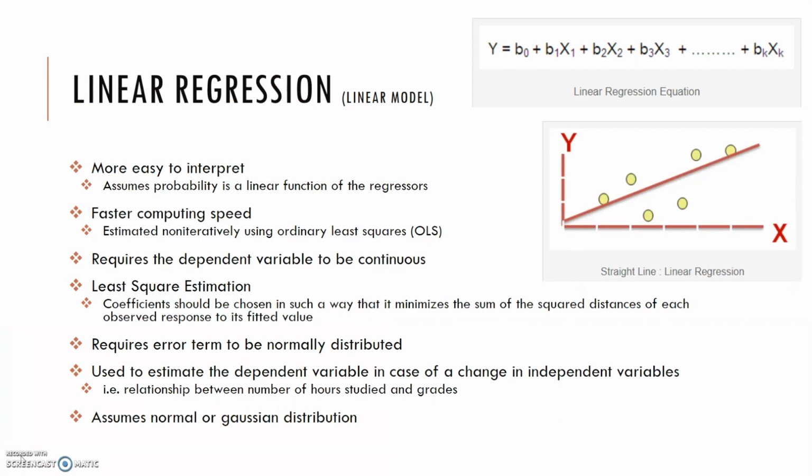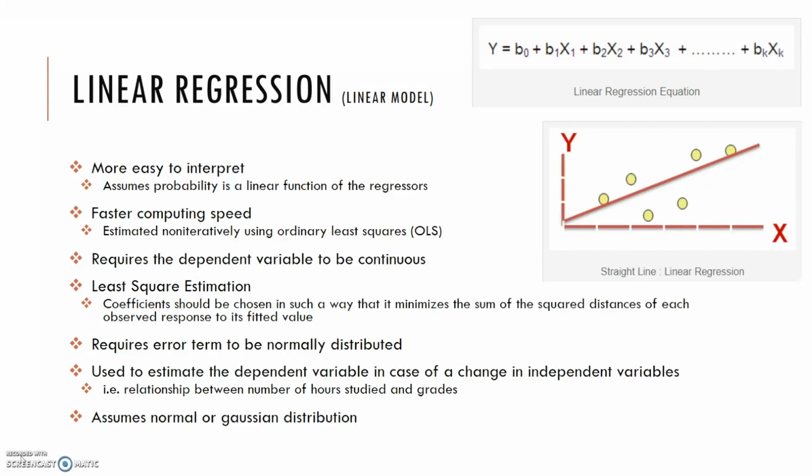So here's a little bit about linear regression compared to logistic. It's easier to interpret. It assumes the probability is a linear function of the regressors. It's also faster to compute. It's estimated non-iteratively using ordinary least squares. It requires the dependent variable to be continuous.